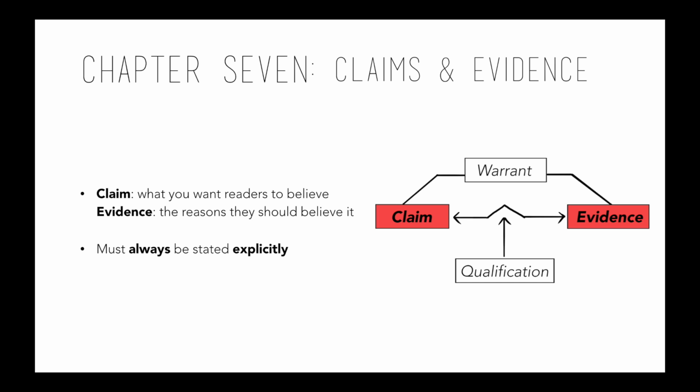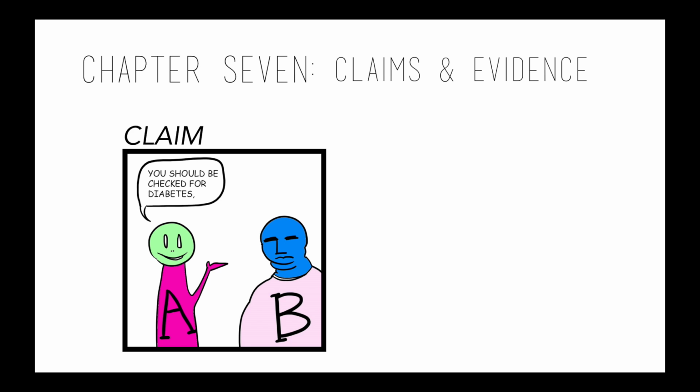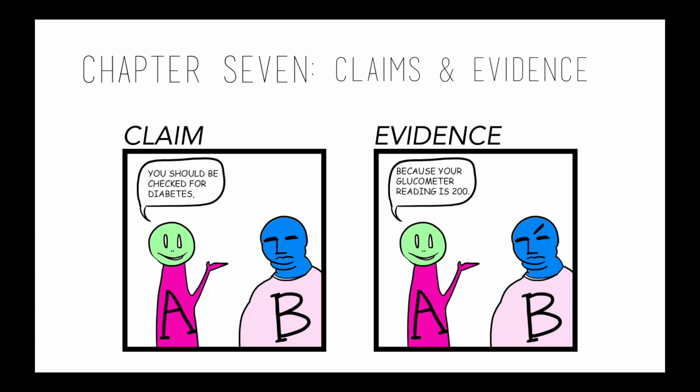The 2 elements that you must always state explicitly are your claim and the supporting evidence. Your claim states what you want readers to believe. Your evidence should be the reasons why they should believe it. For example, A says, you should be checked for diabetes, because your glucometer reading is 200. Both of these elements must be stated explicitly. If either one were missing, the argument would be weak.